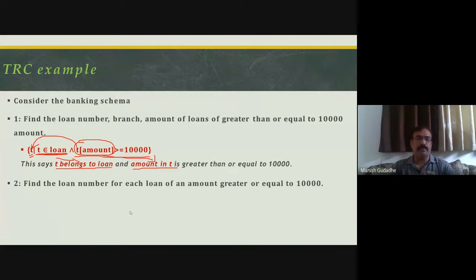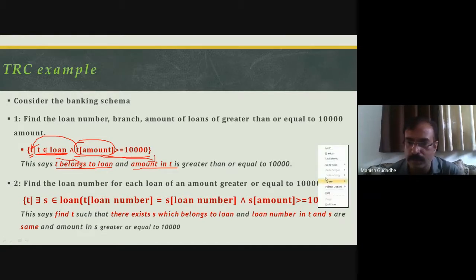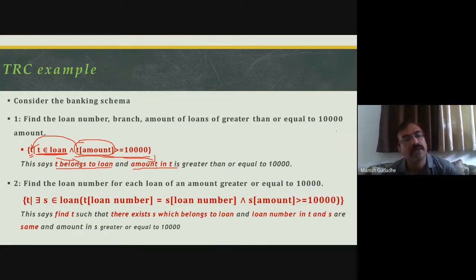Now I am trying to present only the loan number. The same query can be modified by just removing branch and amount from the SQL expression, and this will be written in this way. Loan number for each loan of an amount greater than or equal to 10,000. So see how it is written. It is now a little different, a little complicated as compared to the previous one.